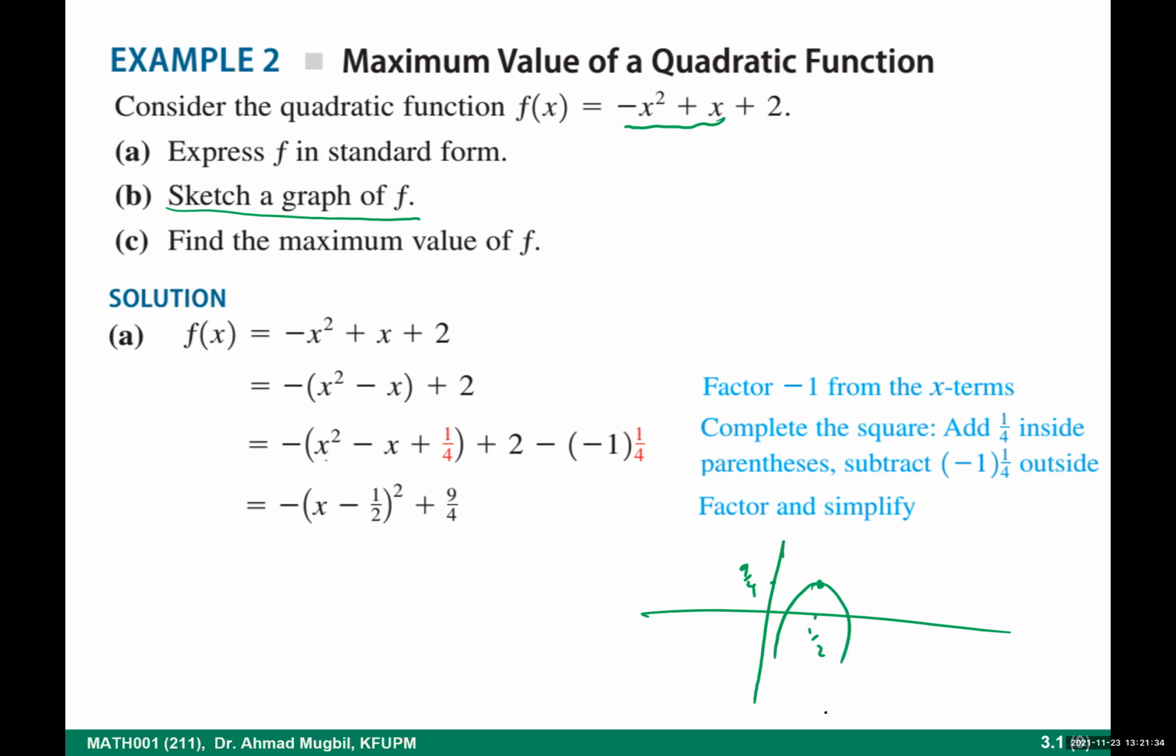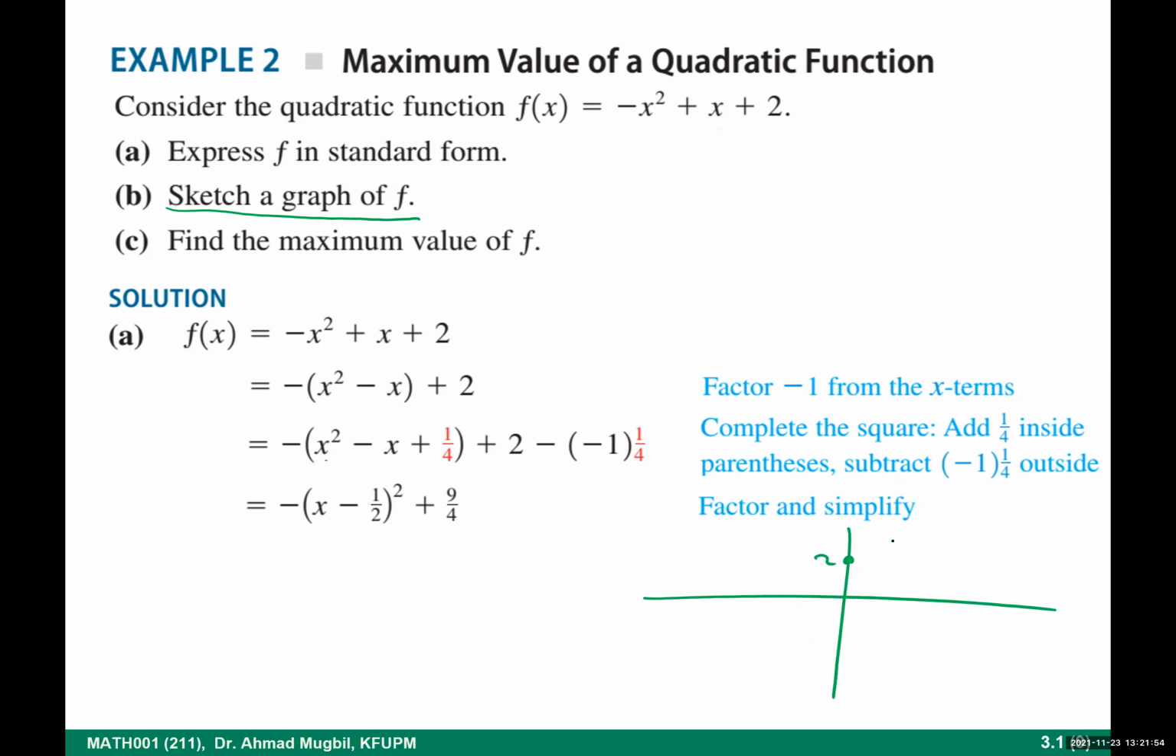Now, if you want to sketch the graph in an exact way, you need to find the x-intercept and the y-intercept. How to do that? Is it better for the y-intercept? It is clear. What is it? 2. So at least now we know that the y-intercept is at 2. So the graph will be like 9/4, which is 2 point something, so it is very close to here. The vertex is here. This is a half, this is 9/4, and this is 2.